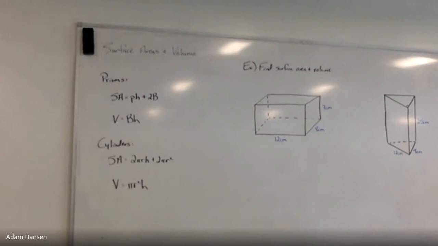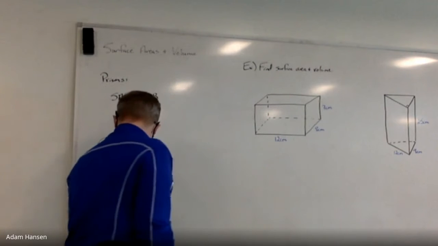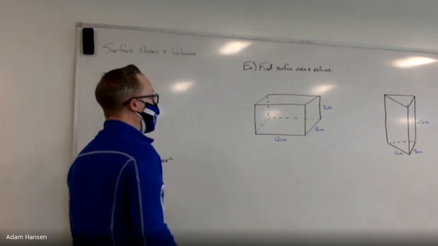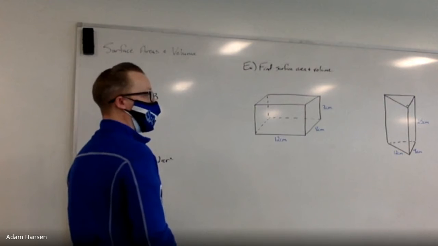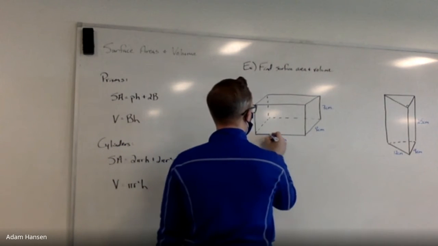All right, let's dive in. Once again, what's the name of that type of shape? Rectangular prism. It's a rectangular prism because what shape is the base? A rectangle. Let's outline the base.